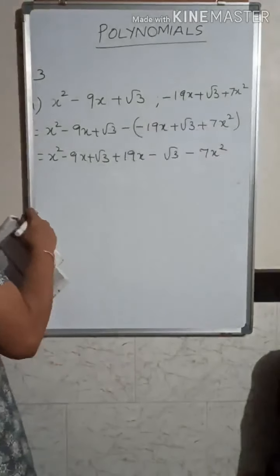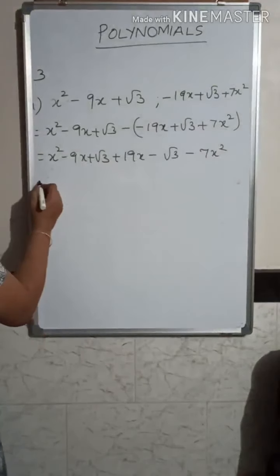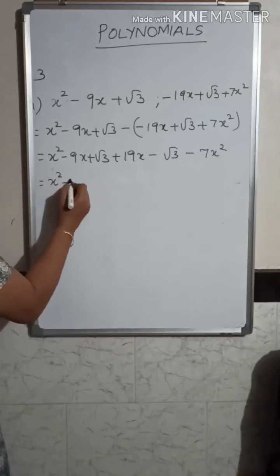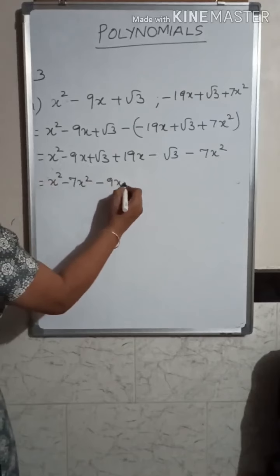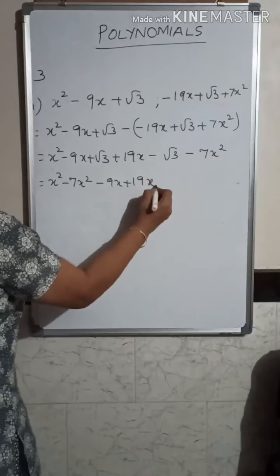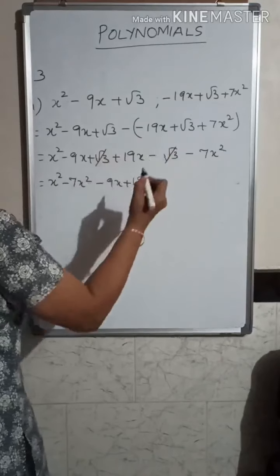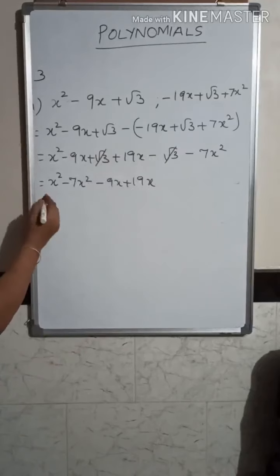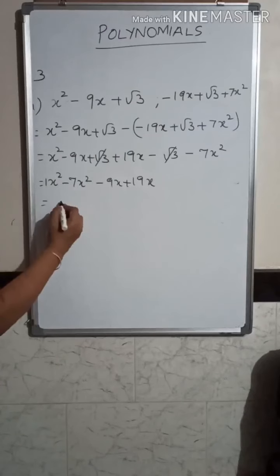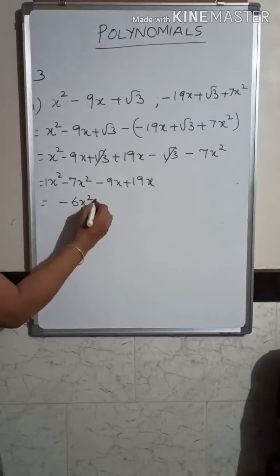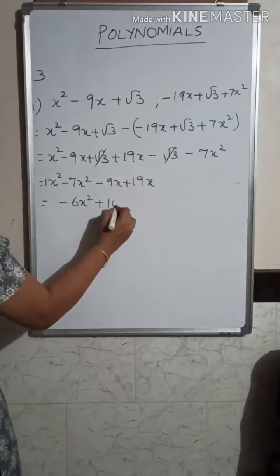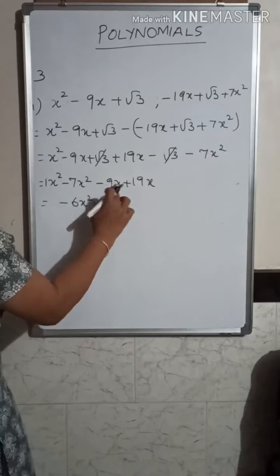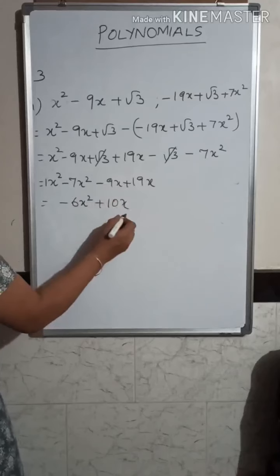After opening the brackets, group the like terms. So you will get x square minus 7x square minus 9x plus 19x, then plus root 3 and minus root 3 can be cancelled. Here the coefficient is 1. 1 minus 7 will be minus 6x square, and minus 9 plus 19 will be plus 10x. 19 minus 9 is equal to 10x.